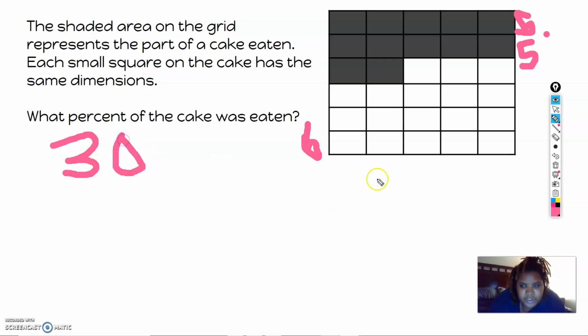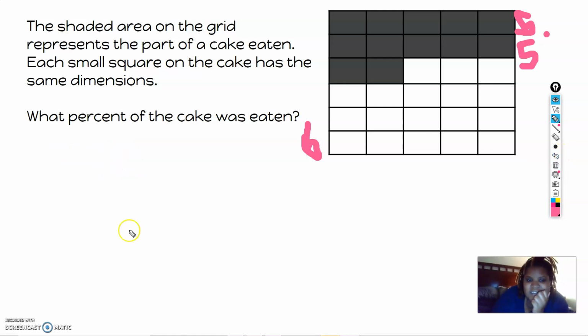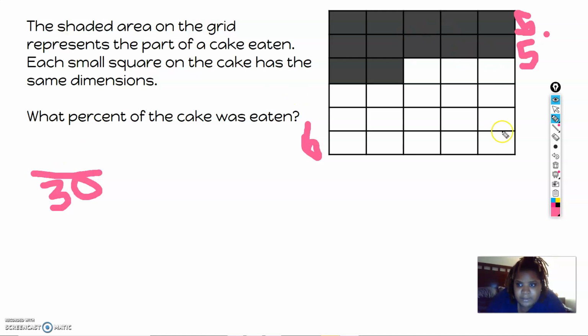The shaded part represents how many were already eaten. So we said 30 pieces because we did 5 times 6. And we need to figure out what's the part eaten already. So I'm going to count the shaded number. It's 1, 2, 3, 4, 5, 6, 7, 8, 9, 10, 11, 12. So 12.